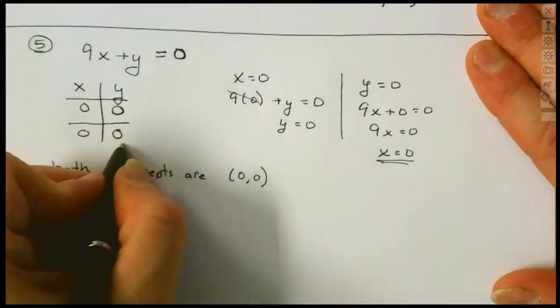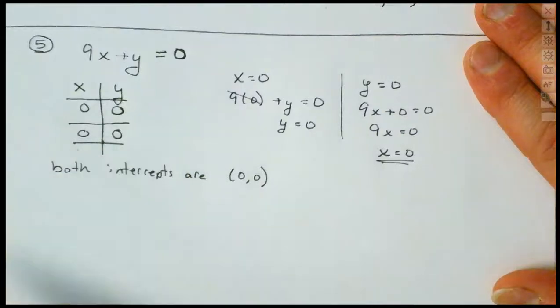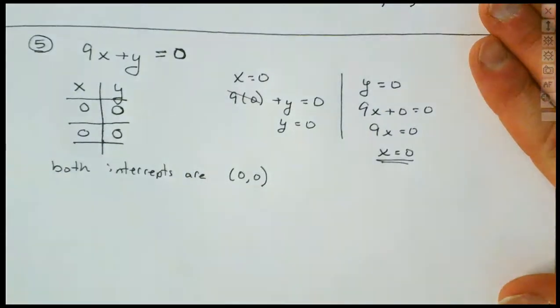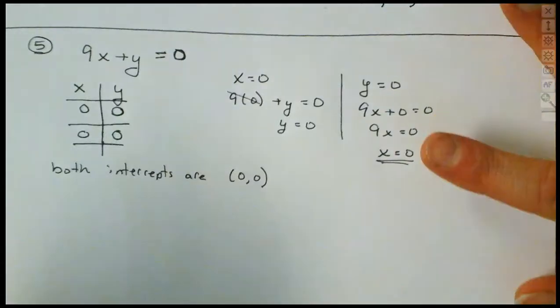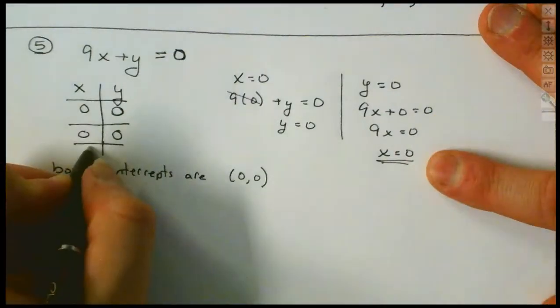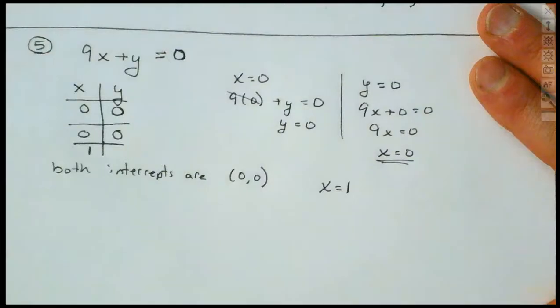So if we don't know the other point, because it came out to be double 0, then we pick a value for x. And the easiest value to plug in is normally going to be 1. So now we're going to plug in x equals 1. You can plug in any value that you want for the x and find the y value. So I chose 1 because 1's easy to work with.